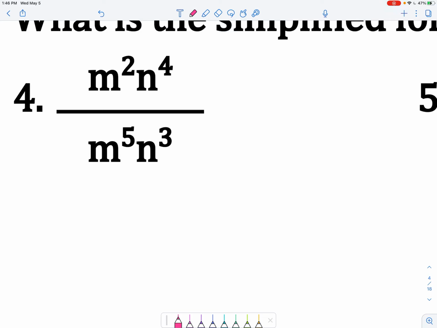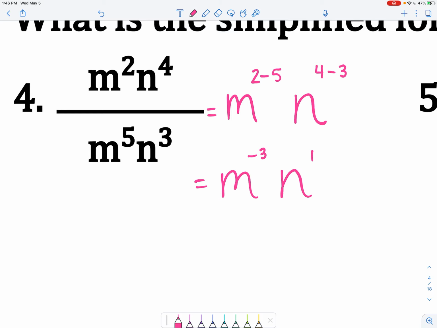Now we've got multiple powers. Take it one power at a time. I'm going to look at the variable m's first. I'm going to treat it as if it's now sitting in a numerator position and do the top exponent minus the bottom. And I'm going to do the same thing with my variable n. I'm going to take the top exponent, subtract the bottom. For my exponent on the m, I'm going to get a -3. For n, I get a +1.